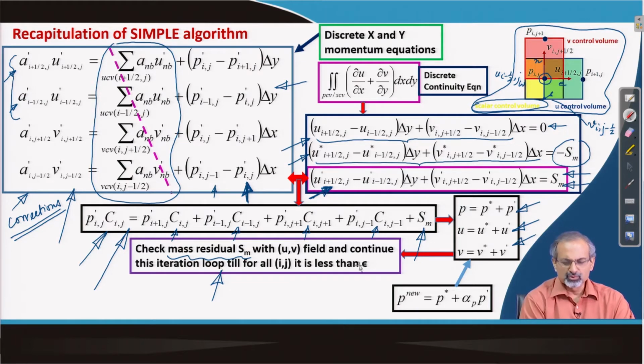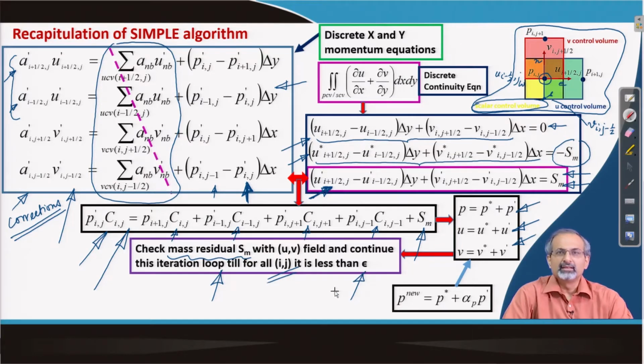All right. Where do you stop? You check this mass residual for all the cells ij in your domain, and you ensure that each one of them has reduced the mass residual below a small quantity epsilon. That epsilon may be a very small quantity, say 10 raised to power minus 5 or minus 4, suitably normalized.